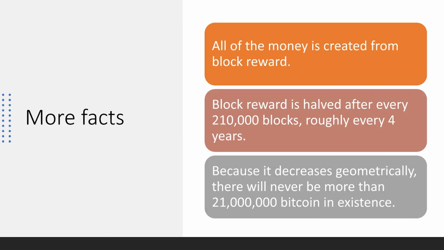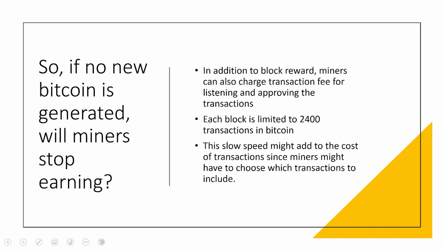Some more facts about Bitcoin. All of the money is created from the block reward, as we learned. The block reward is halved every 210,000 blocks, which is roughly every 4 years. Because it decreases geometrically, there will never be more than 21 million Bitcoins. So it started from 50 and it has been geometrically decreasing. So you can easily find online the current rate for mining. So if no new Bitcoin is generated after a few years, will the miners stop earning?